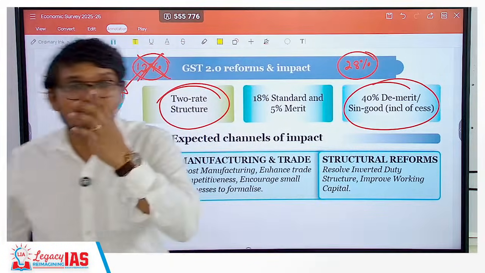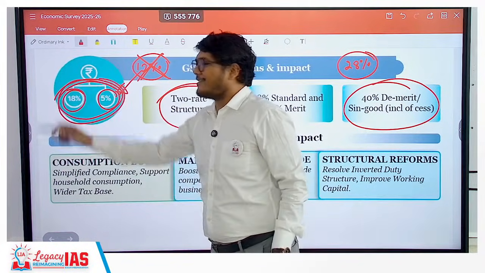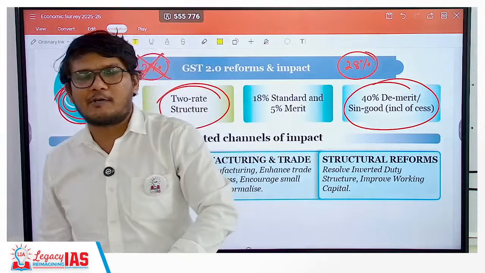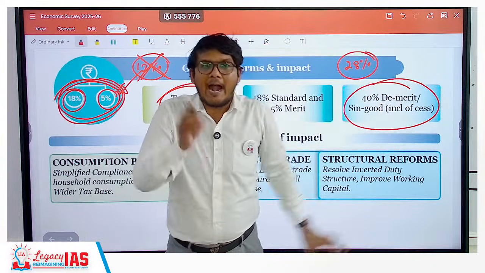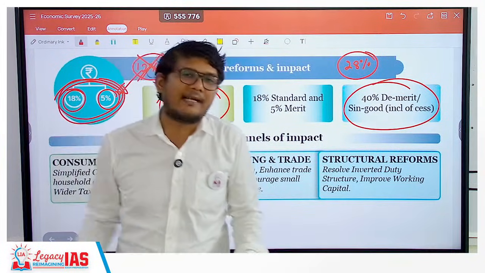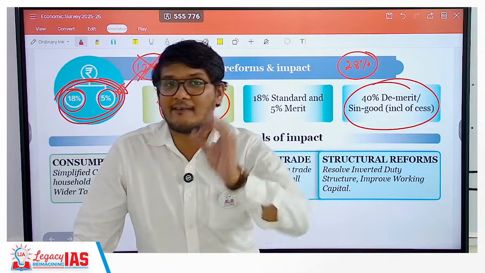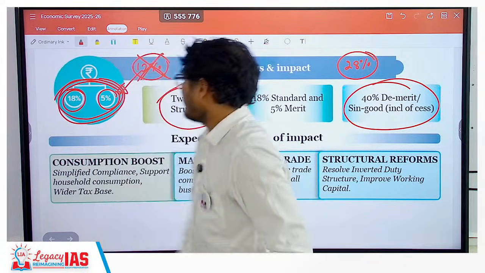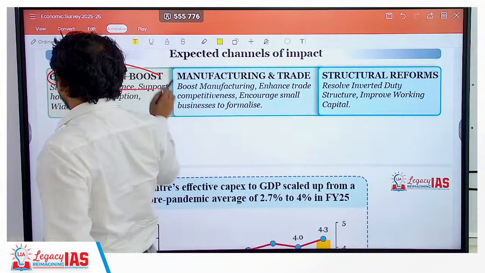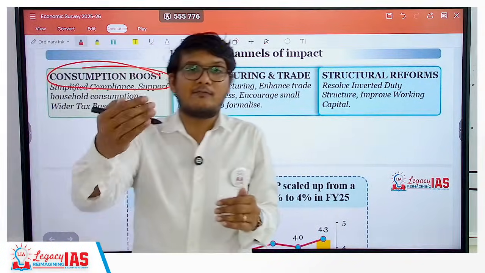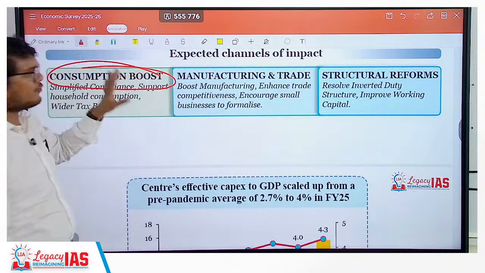Why is it correct? The majority of goods and services come within the two tax rate structure, 18% and 5%. Only certain demerit and sin goods come under 40%, and there are certain things which are not taxed at all. For example, life-saving drugs. A lot of life-saving drugs have been made zero taxable. Right? So now what is this going to do? This is going to boost consumption. When taxes are down, things will be cheaper, so you would want to consume more. When you consume more, it boosts consumption.